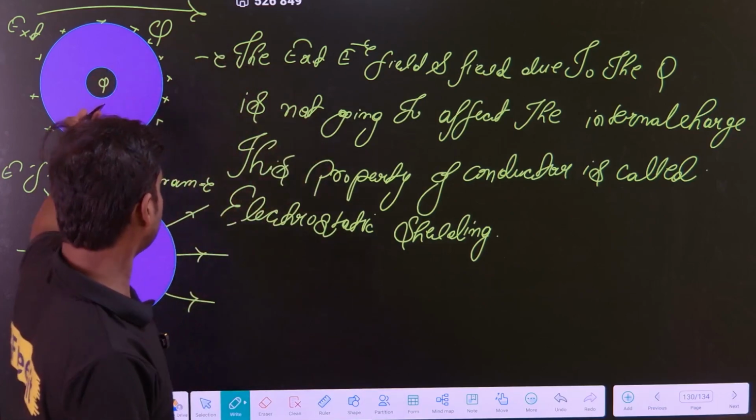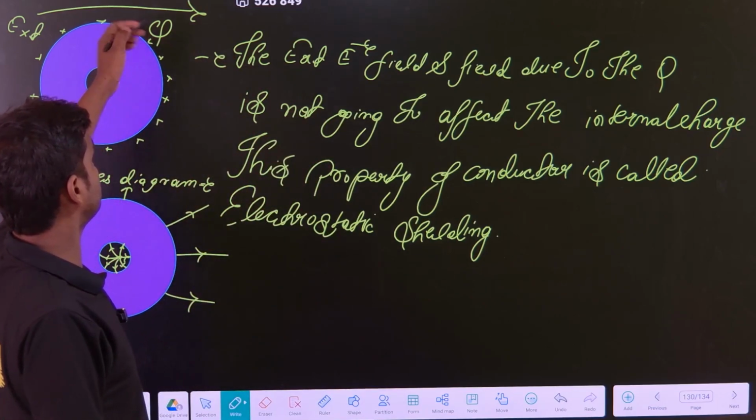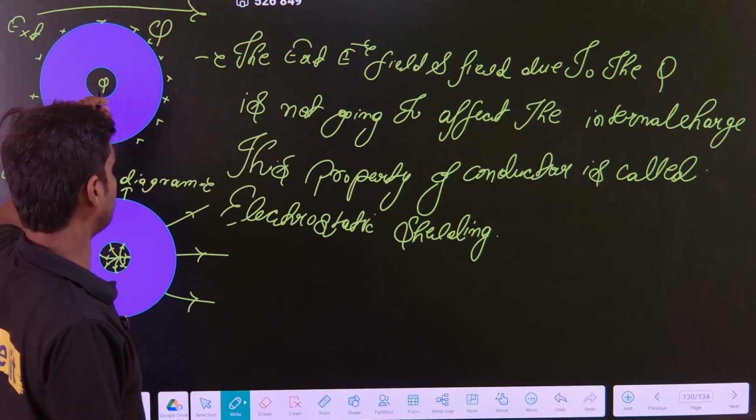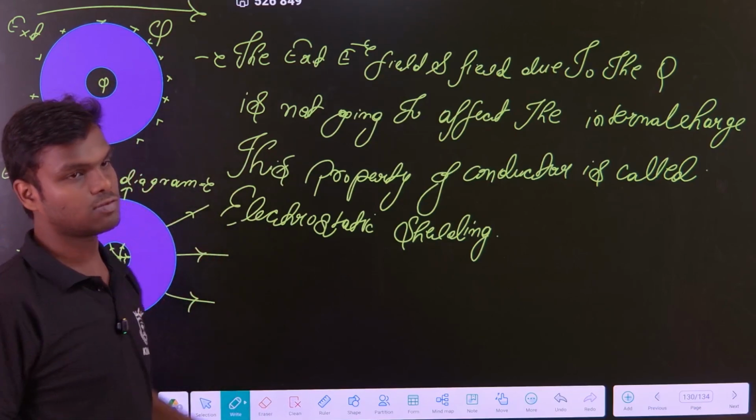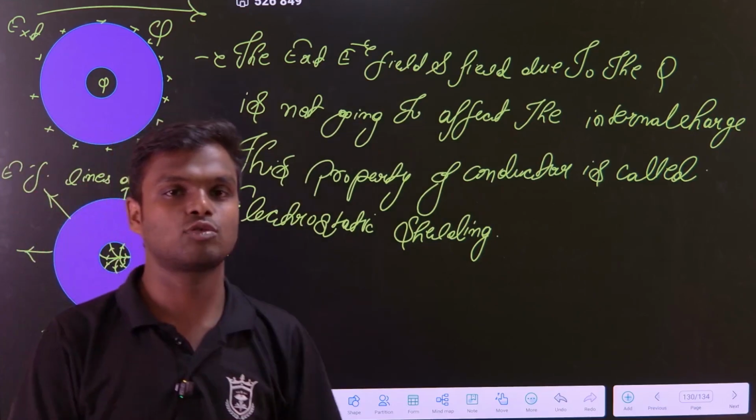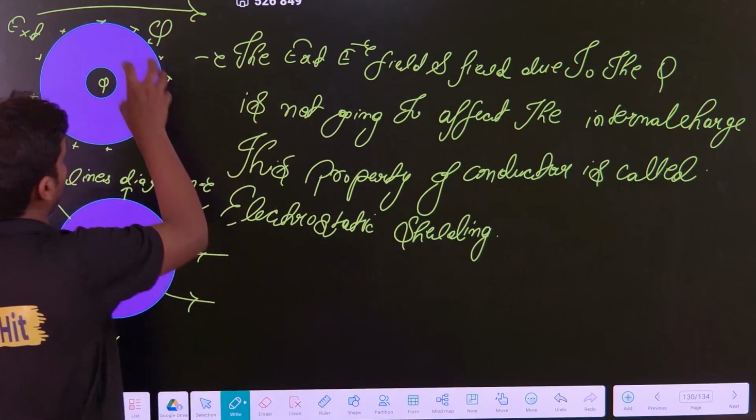If it is not going to affect it, then whatever the charge is, there is no contribution of these two on the inside charge. That property is called electrostatic shielding. This property is only termed as electrostatic shielding.